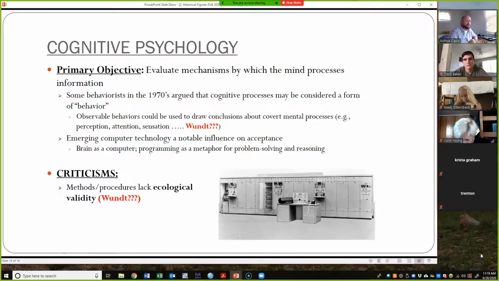Okay. Criticisms of cognitive psychology, again, sort of getting back to some of those things in the original structuralists. A lot of cognitive psychology. Does anybody here want to be a cognitive psychologist? Good, because it's boring and dry and I don't like it. It's not. It's very, very interesting.